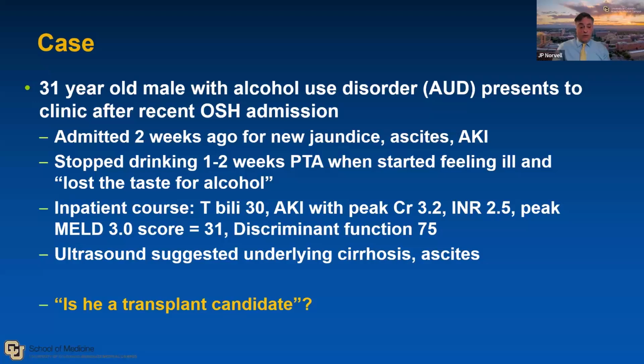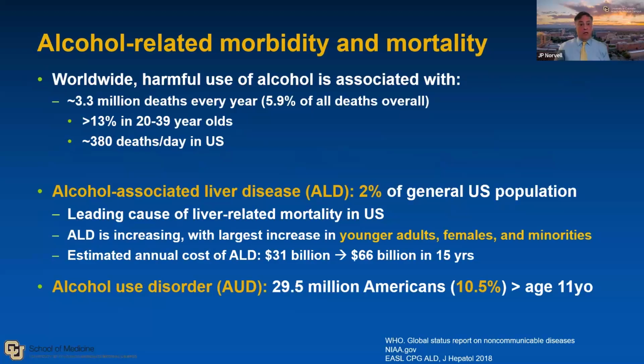He's really sick. While he was in the hospital, his bili peaked at 30. He had new AKI, the creatinine as high as 3.2, showing coagulopathy, and his MELD 3.0 score was quite high at 31 with an elevated discriminant function as well. And imaging suggests that he has underlying cirrhosis. So the $1 million question here that we get asked all the time is, is he a transplant candidate? And the answer is, I don't know. Hopefully we'll discuss that.